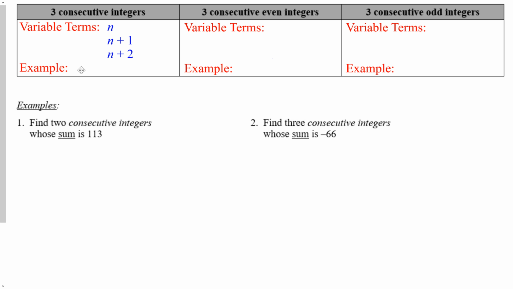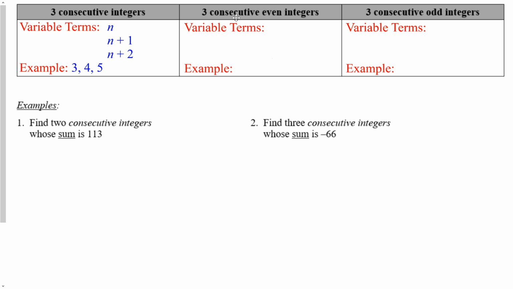An example of 3 consecutive integers are the numbers 3, 4, and 5. If you think about 3 being that n, that original variable, if I add 1 onto that original number, I get 4, which is the next consecutive integer. And then if I add 2 onto that original number 3, that's how we would arrive at the number 5.